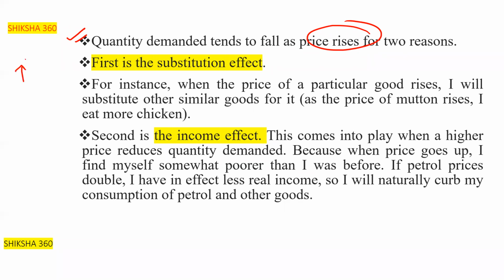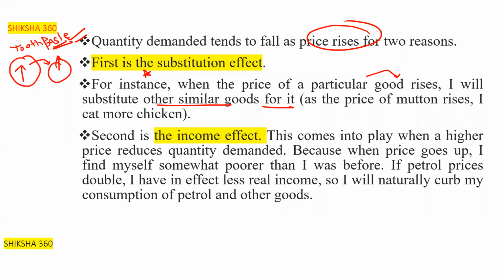When the price of any commodity is increased, we shift to another product, like toothpaste. We will move towards toothpaste of another company, which is in our range. For instance, when the price of a particular good rises, we will substitute other similar goods for it. As the price of mutton rises, we will eat more chicken. So this is the substitution effect.